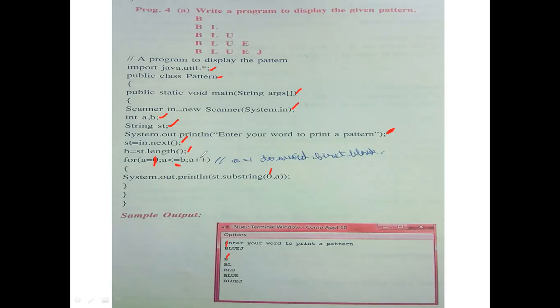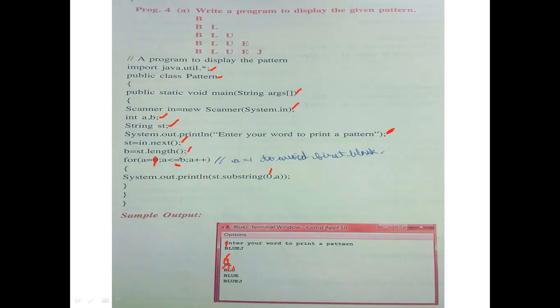Then a becomes 2, right? 2 is less than or equal to 5, right? Zero position to second position is the 0 and first characters, B and L, right? B and L is printed. Then B L U. Next time B L U E. Next time B L U E J.